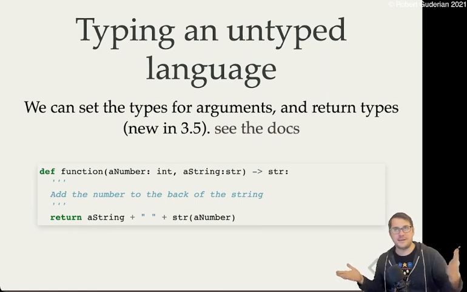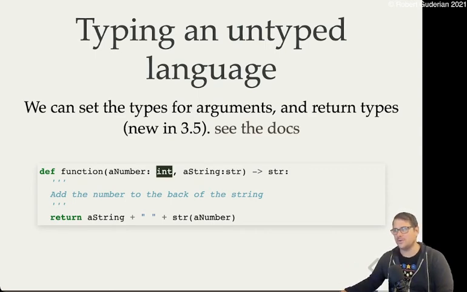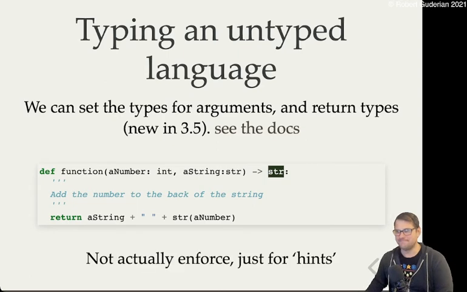Okay, Python is an untyped language, or loosely typed, whatever you want to call it. We can actually type it. And this is kind of handy. So def function, we can say colon, this is an integer, colon, this is a string, and I return a string. Now, why would I want to do that? Well, it's not enforced. This is just for hints inside of your IDE.